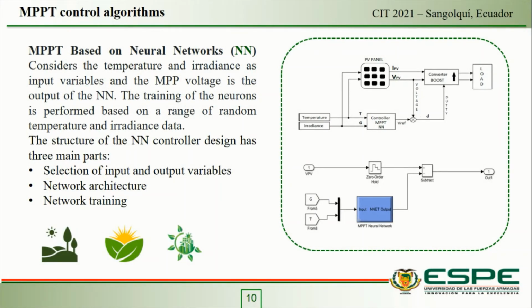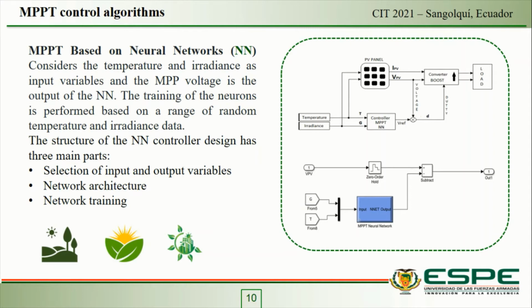MPPT based on a neural network considers the temperature and irradiance as input variables and the MPP voltage is the output of the neural network. The training of the neurons is performed based on a range of random temperature and irradiance data. The structure of the neural network controller design has three main parts: selection of input and output variables. The inputs to the neural network are temperature and irradiance.